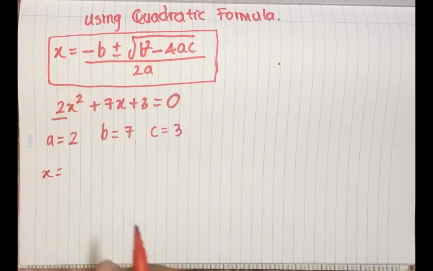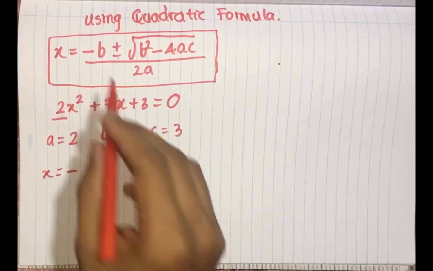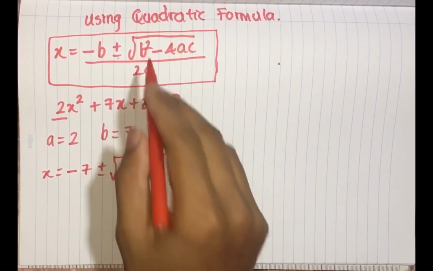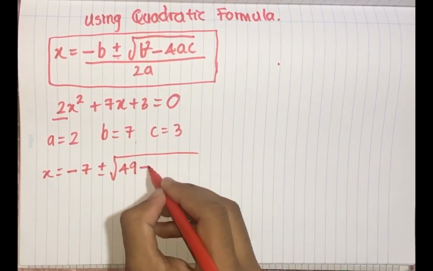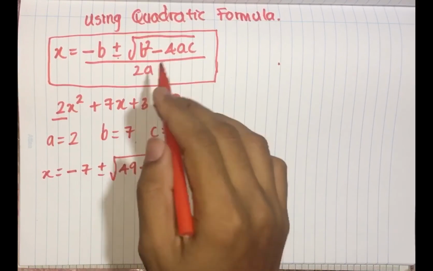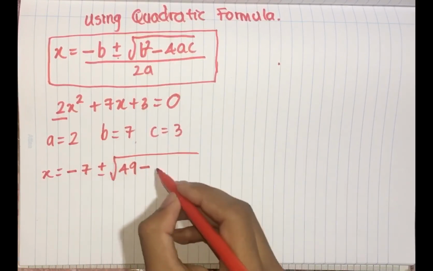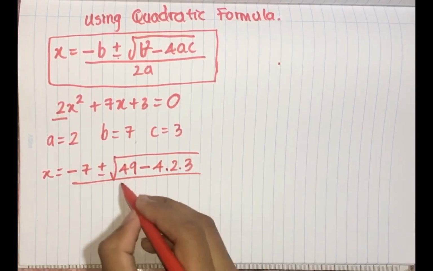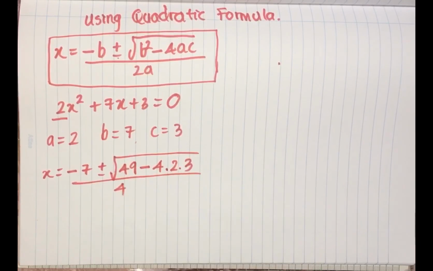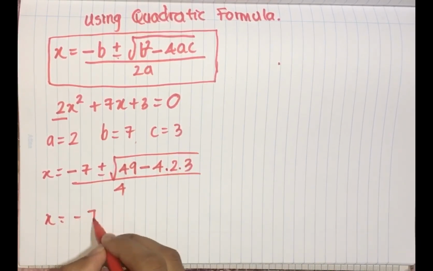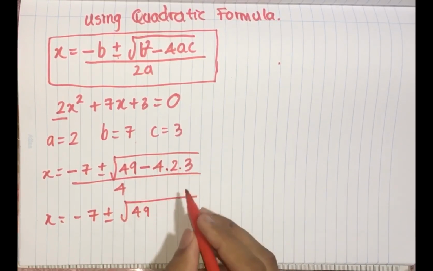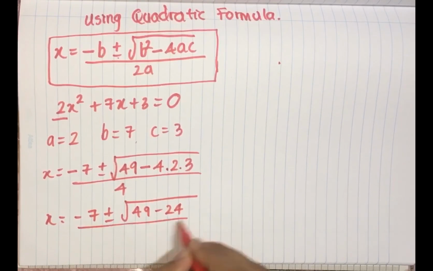Now straight away I'll solve it here. You have minus what is b? That is equal to 7. So plus or minus root of b squared. B squared will give you 49 minus 4ac. 4 into a into c. 4 into, okay, a into c is equal to, okay, over 2a. What is a? Yeah, 2. That will give you 4. So further solving this will give you plus or minus root of 49 minus 24 over 4, isn't it? Yeah.